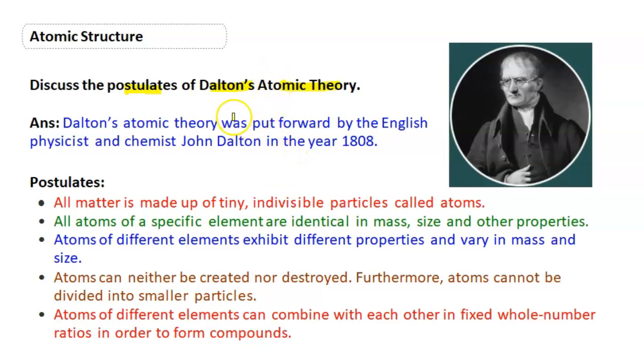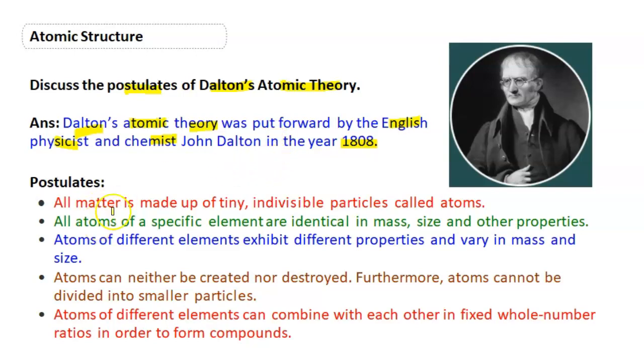And at that time, scientists like Dalton put forward a very famous theory that is known as Dalton's atomic theory. This theory was put forward in the year 1808. Dalton was a very famous English physicist and also a chemist. He has a lot of contributions in physics and chemistry.